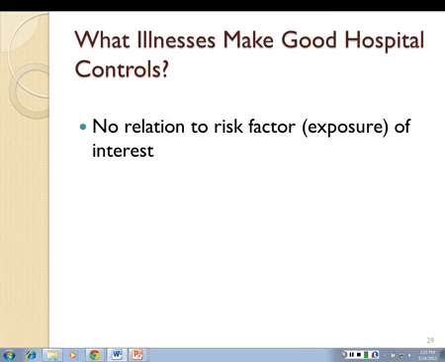So what illnesses make good hospital controls? Those illnesses that have no relation to the risk factor under study are the preferable illnesses for control groups. For example, should respiratory diseases be used as controls for a study of smoking and myocardial infarction? Do they represent the distribution of smoking in the entire population that gave rise to the cases of myocardial infarction? Probably not.